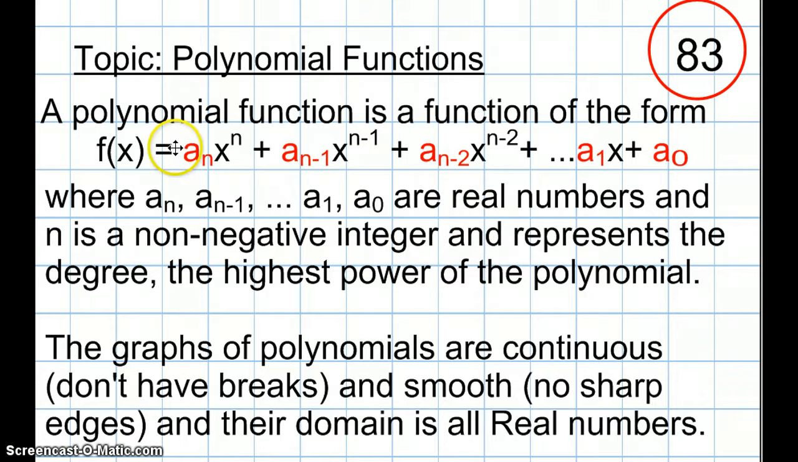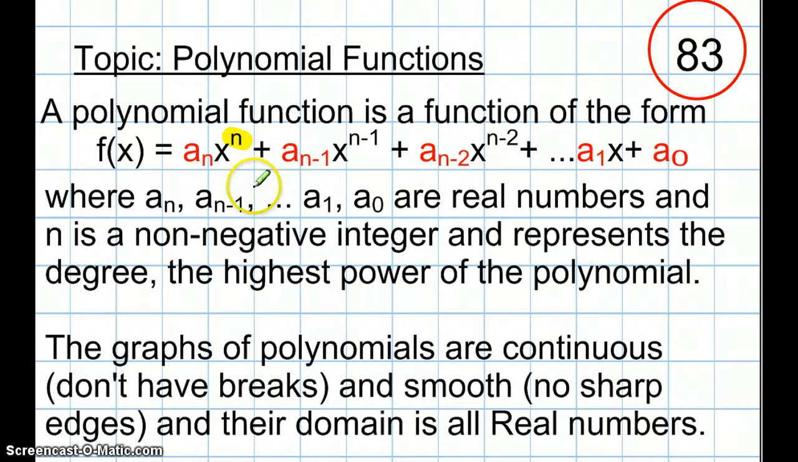Now, the highest power of the polynomial is called the degree, and the degree is the largest power integer. I'm going to give you some examples if that's confusing to you.